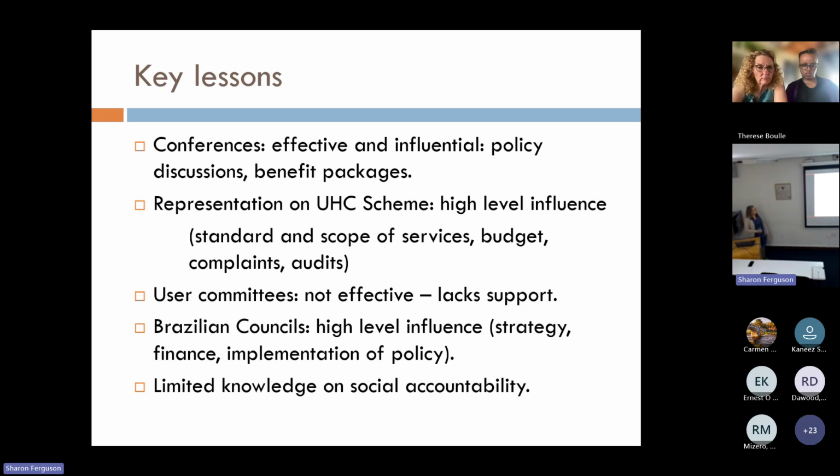So, key lessons. Generally in the literature, the conferences were concerned with high-level influence, and they were seen as quite effective. The same with representation on the medical aid schemes and with the Brazilian Council. The user committees were not seen as effective. There was only one article actually dealing with the user committees, and they identified lack of support as the main reason why these committees were not effective. So those are the key findings from these articles.